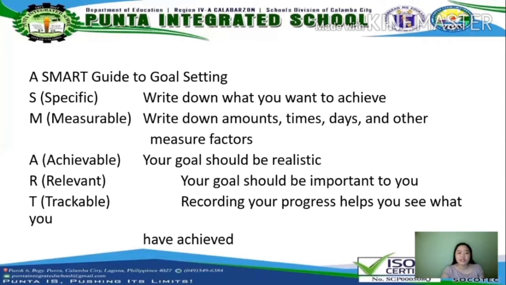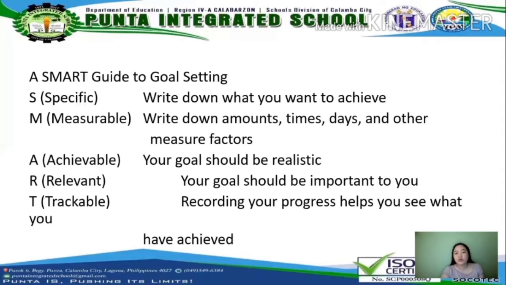There is also a SMART guide to goal setting. When we say SMART, it means specific, measurable, achievable, relevant, trackable. When we say specific, you must write down what you want to achieve or your goal. Measurable, write down amounts, times, days, and other measurable factors. You must write how many times you want to do this exercise. And achievable, your goal should be realistic. It must be possible for you to achieve.